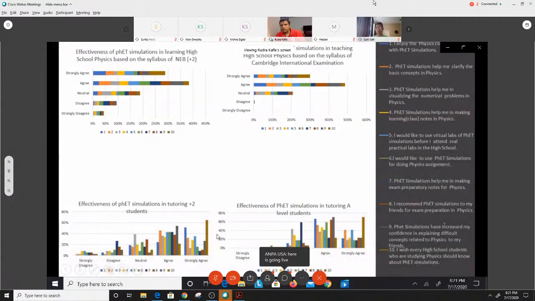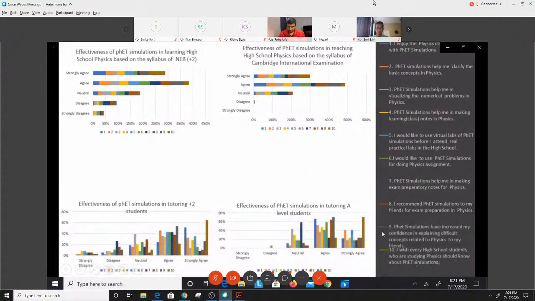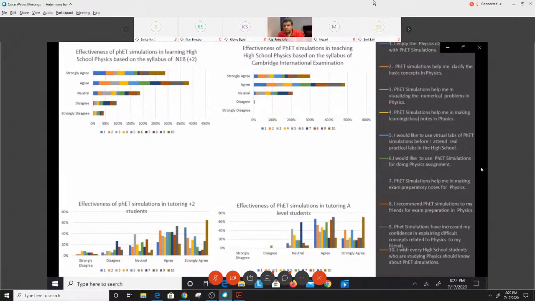So by looking at this data, what you find is that both A-level and plus two students agree or strongly agree that they enjoy the physics classroom incorporated with PhET simulations. They strongly agree that PhET simulations help them clarify the basic concepts in physics. They agree or strongly agree that PhET simulations have increased their confidence in explaining difficult concepts related to physics to their friends. And then they strongly agree that they wish every high school student studying physics should know about PhET simulations. So from this data, what we can conclude is that PhET simulation is highly effective in tutoring plus two as well as A-level students.